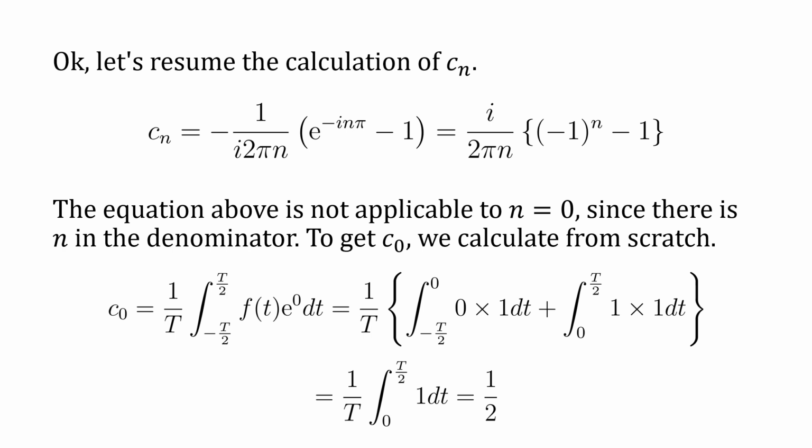The equation above is not applicable to n equals 0, since there is n in the denominator. To get C0, we calculate from scratch. C0 is equal to 1 over large T multiplied by the integral of f of t multiplied by e to the 0 from negative large T over 2 to large T over 2, which is divided into the part from negative large T over 2 to 0 where f of t is 0 and the part from 0 to large T over 2 where f of t is 1. Then it is equal to 1 over large T multiplied by the integral of unity from 0 to large T over 2, which is 1 over 2.